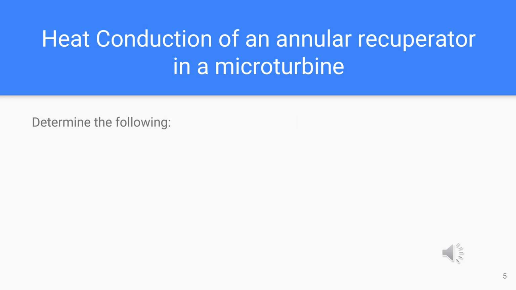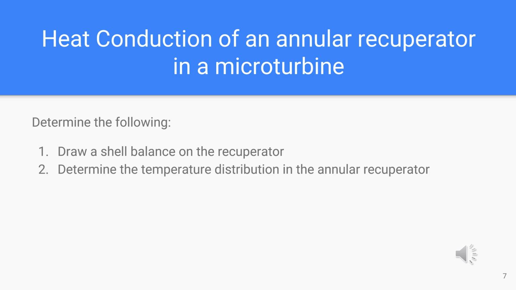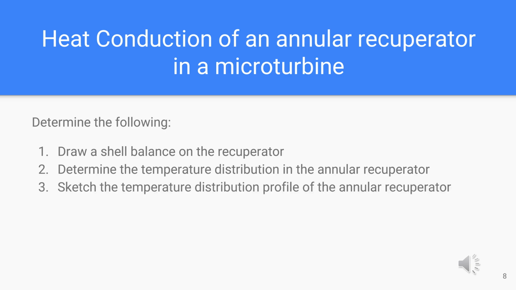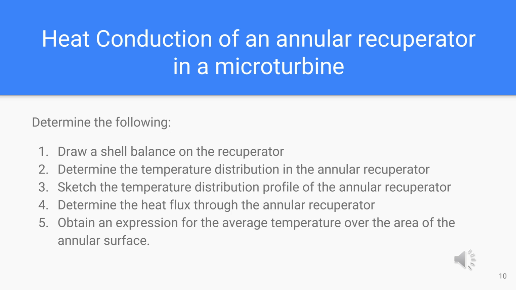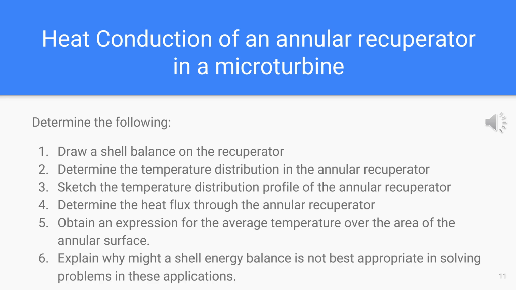Determine the following. Draw a shell energy balance on the recuperator. Determine the temperature distribution in the annular recuperator. Sketch the temperature distribution profile of the annular recuperator. Determine the heat flux to the annular recuperator. Obtain an expression for the average temperature over the area of the annular surface. Explain why a shell energy balance might not be appropriate in solving problems in these applications.